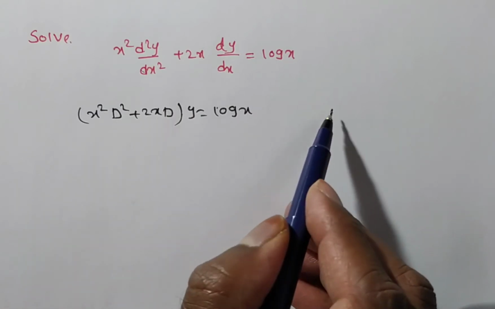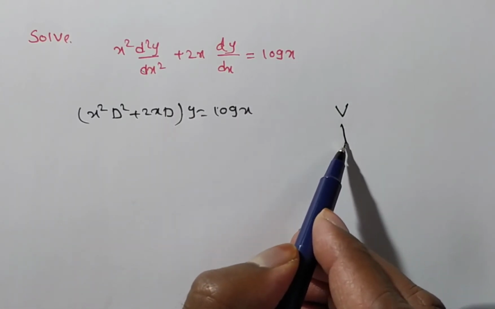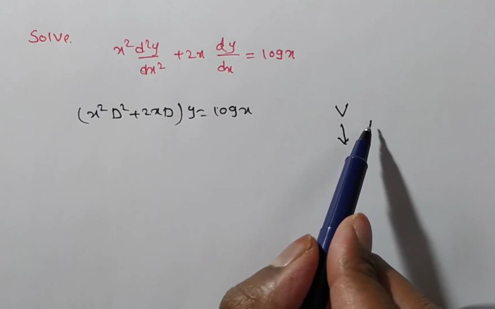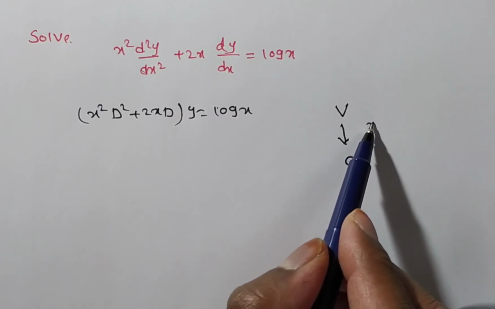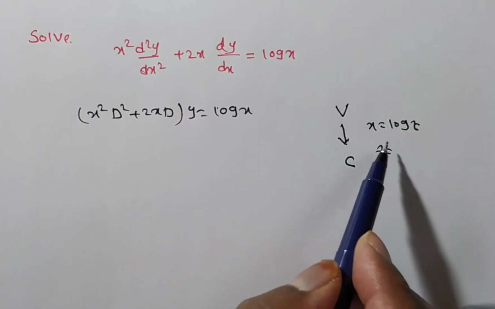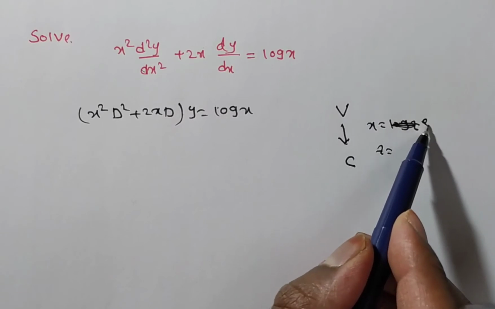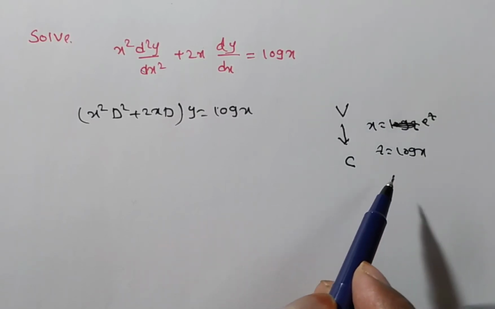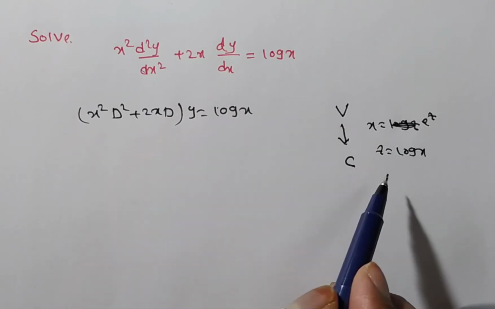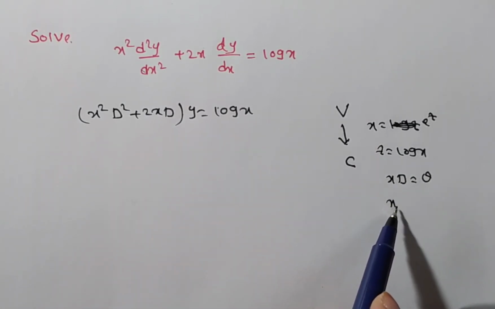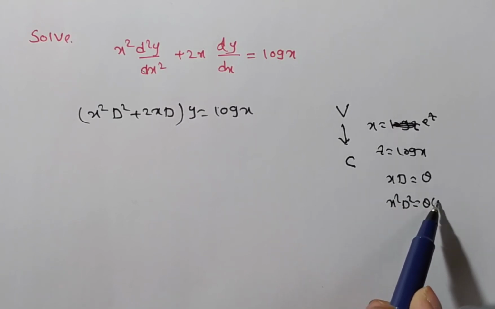So whenever the derivatives are with variable quotients, then we have to convert into constant quotients. How can we convert into constant quotients? We have to substitute x = e^z, where z = log x. And moreover, we have to change xD also. xD is nothing but θ, we are denoting it with theta. x²D² is nothing but θ(θ - 1).